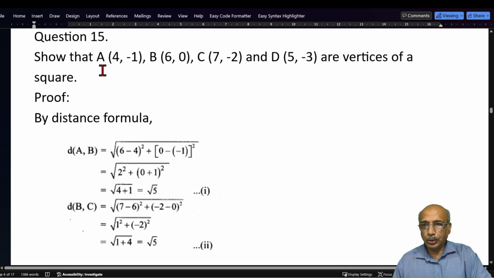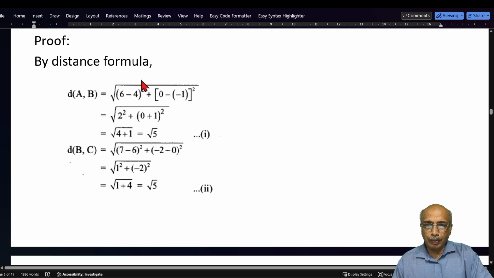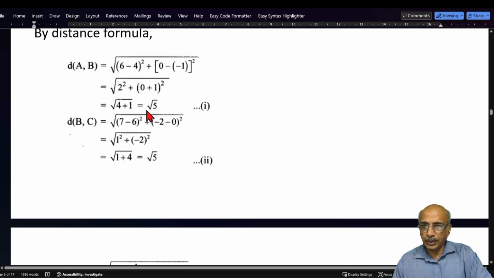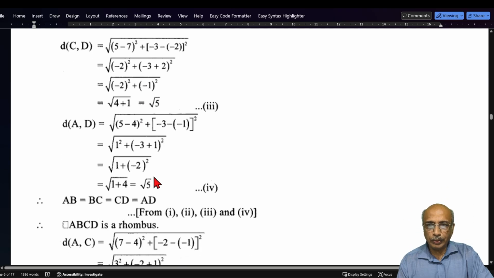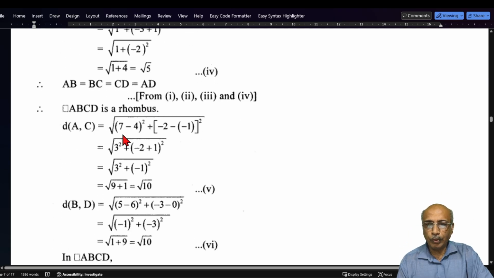15th problem. Show that the points A, B, C, D are given are the vertices of a square. Again, by the distance formula, here it is explained. Distance AB equals root 5. Distance BC equals root 5. CD equals root 5. AD equals root 5. Therefore, AB = BC = CD = AD from equations 1 to 4. Therefore, all sides of the quadrilateral are equal, which means it is a rhombus.